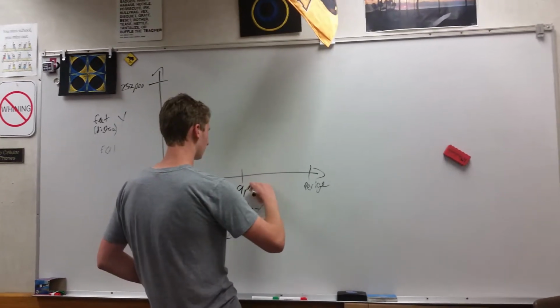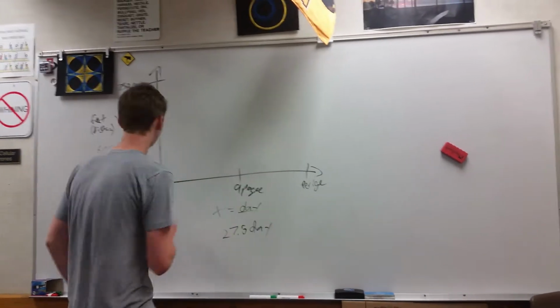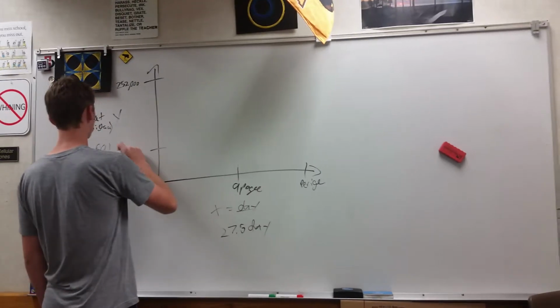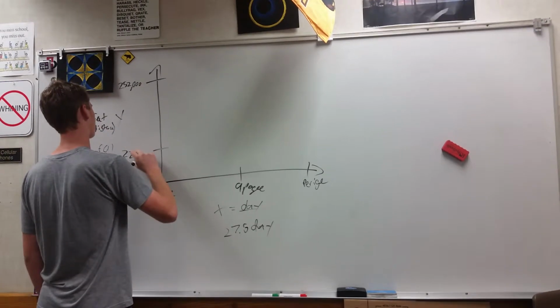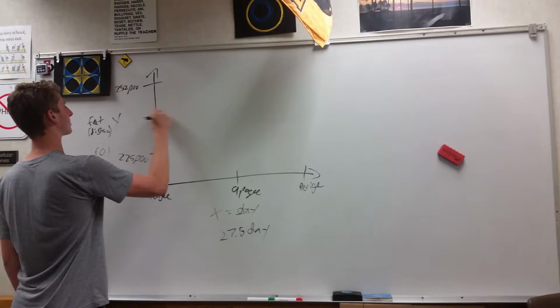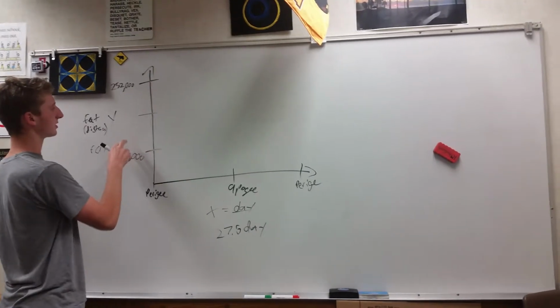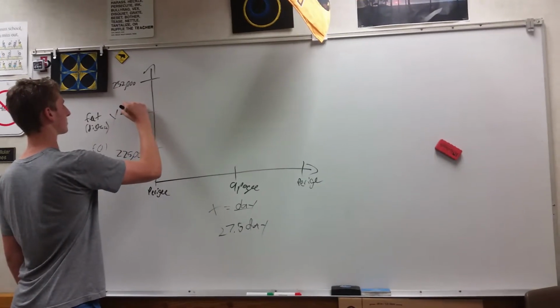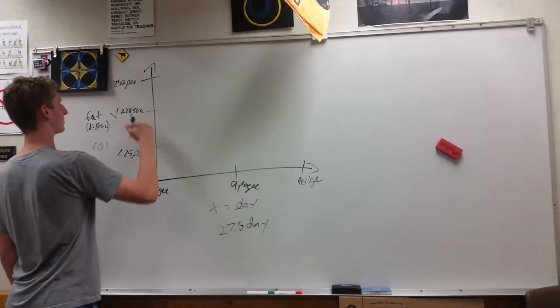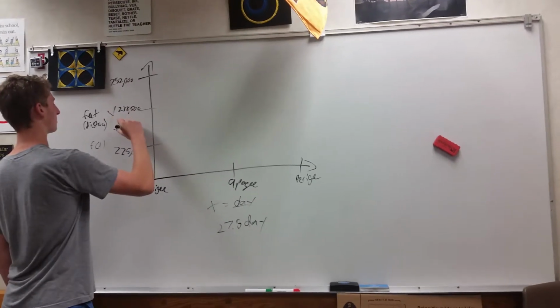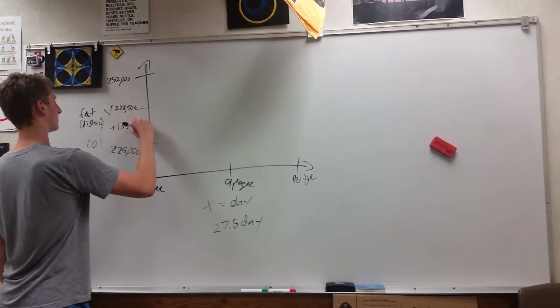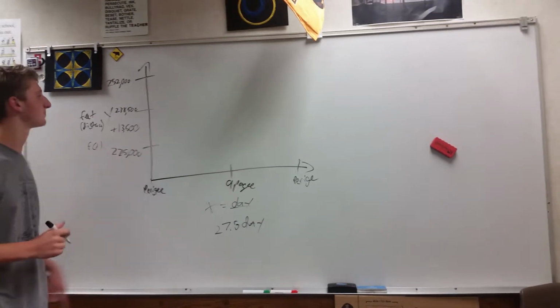Apogee is the closest distance the moon is to Earth, which is 225,000. Just to make it easier later, the difference between these is 27,000, and half of that is about 13,500. That's just for later.